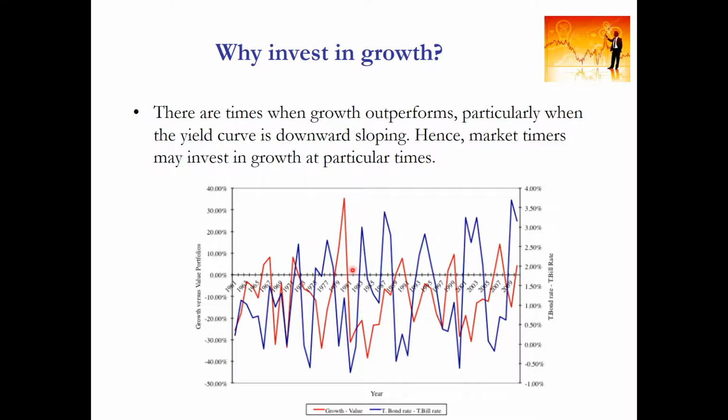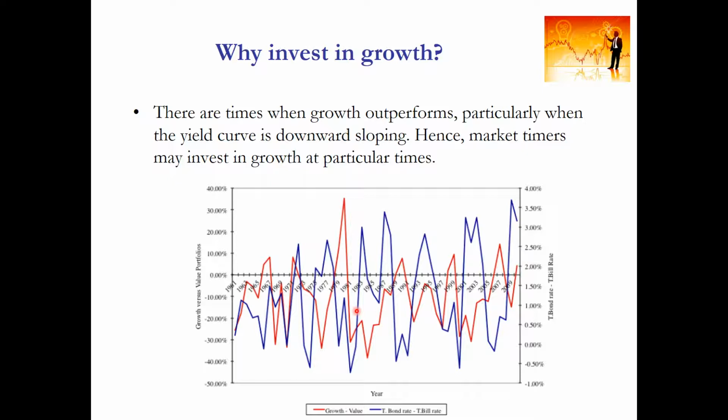So if you look at this red line, on average, the red line is negative. If we took the average across the whole time period, we see that the average of this red line is negative. However, we can see that there are some spikes of this red line which indicate that growth outperforms value. And if you look particularly, these red spikes correspond to the period when this blue line is particularly negative, implying that the yield curve is downward sloping.